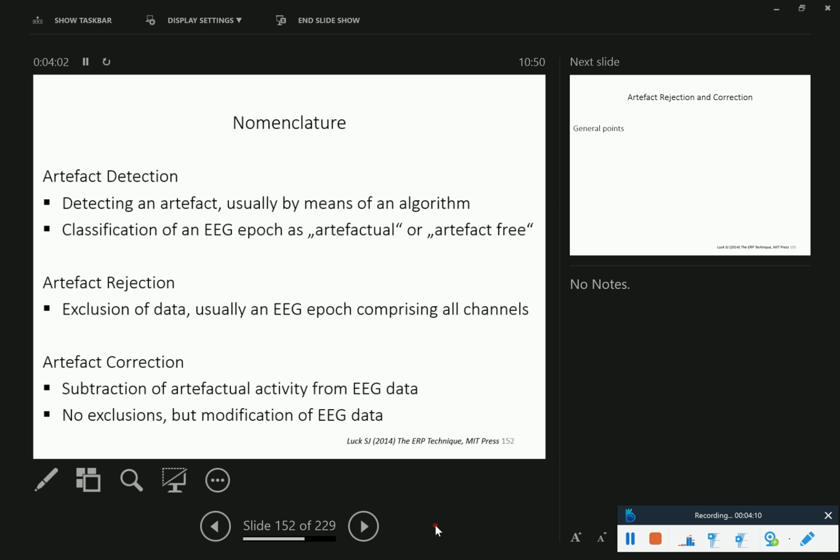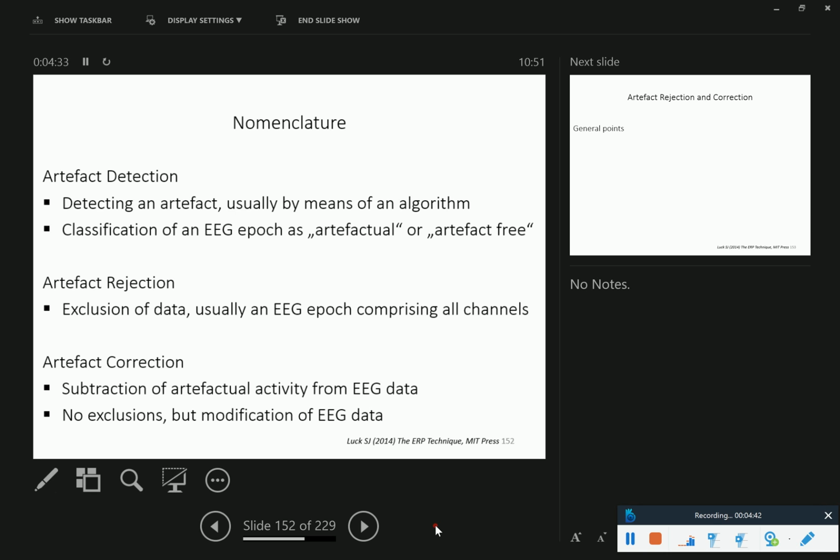next to artifact rejection is actually artifact correction. And there what you're trying to do is subtract the artifactual activity from EEG data and then have kind of a clean EEG data afterwards where you don't want to exclude data but modify it. And this is of course a step where you change your raw data to something artificial, which you then say, okay, this is now the data that I want to work on. So these are three things that you can do.